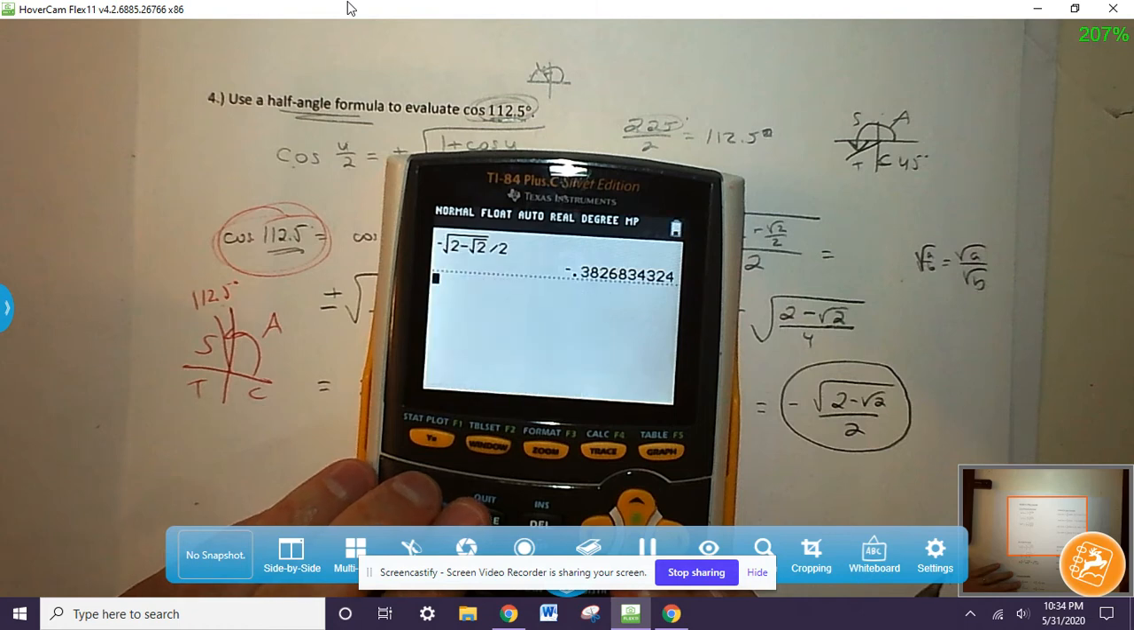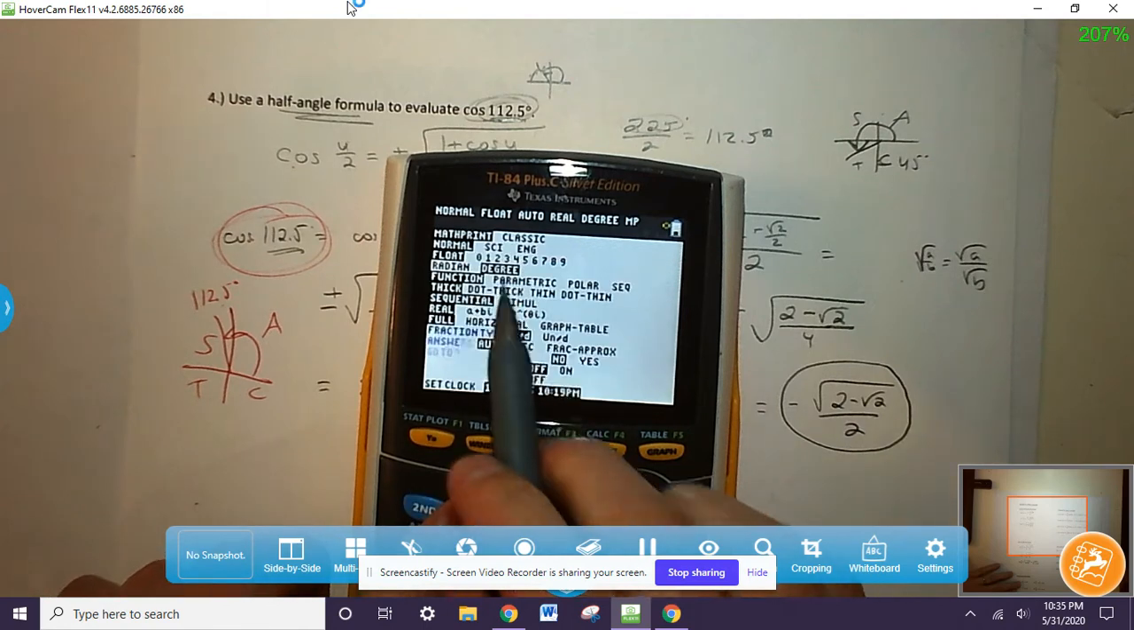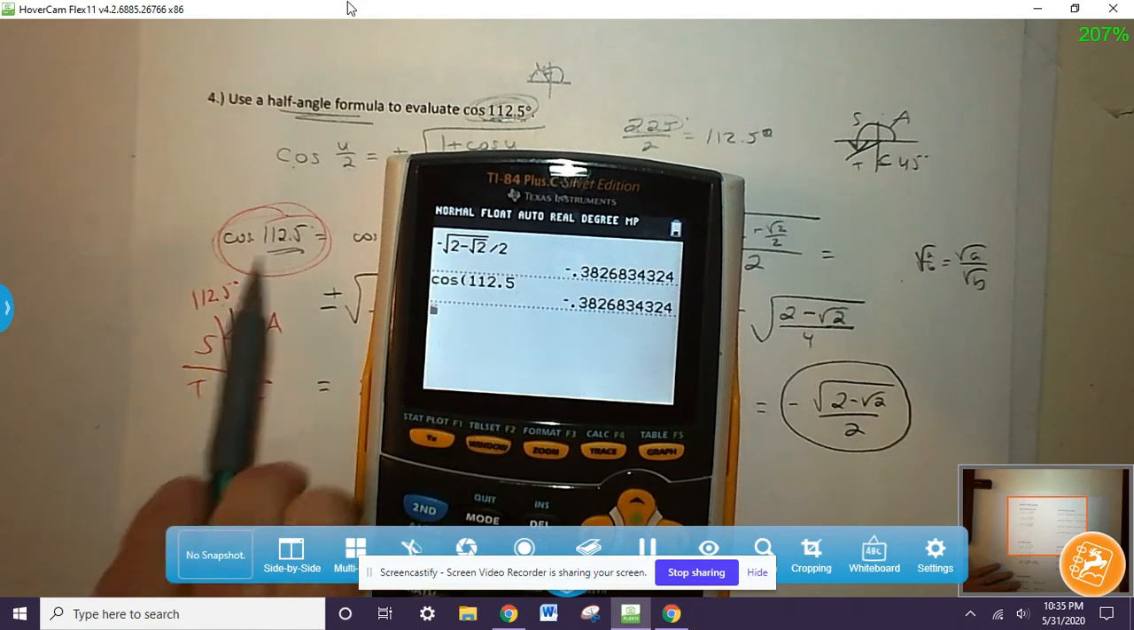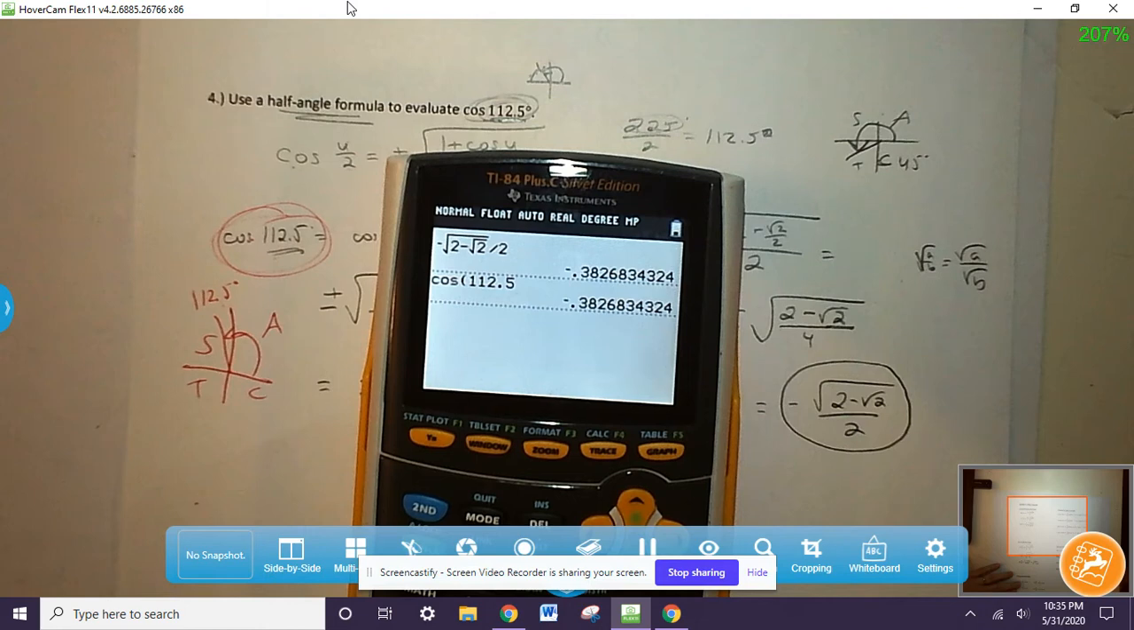And if I want to confirm that that's correct, as long as I'm in degree mode, I can go ahead and do cosine of 112.5 and I get the same decimal approximation. So this is a correct simplified answer for the cosine of 112.5 degrees.